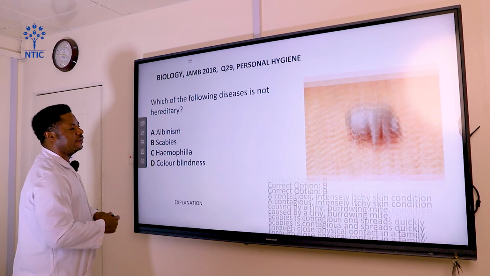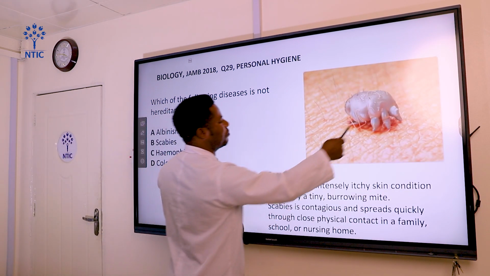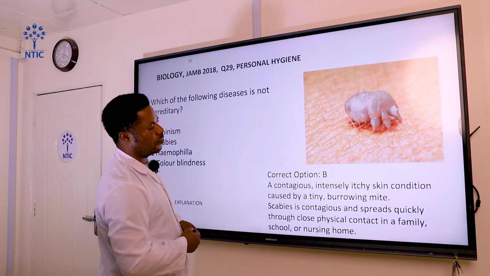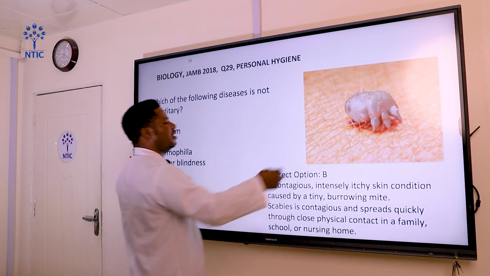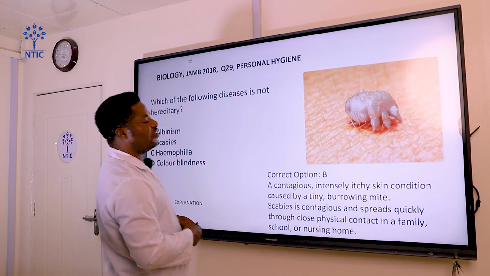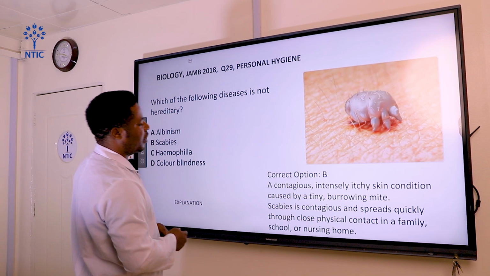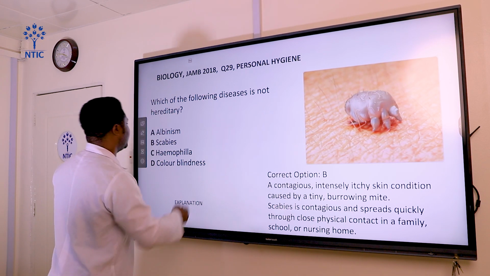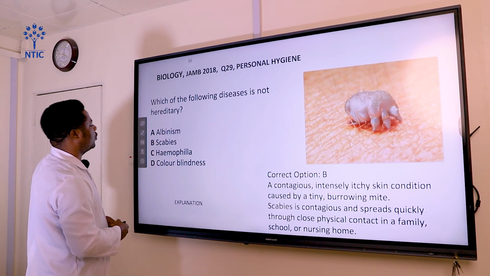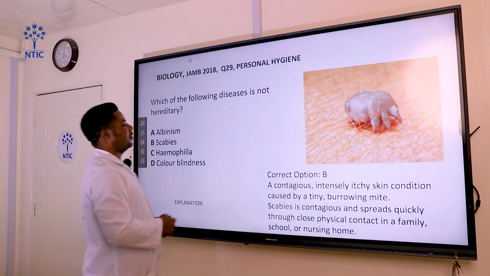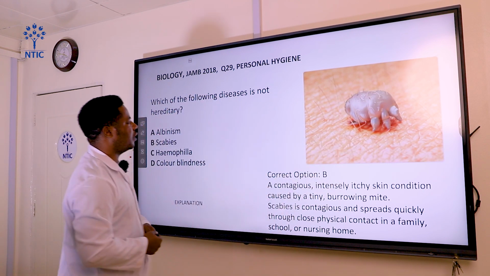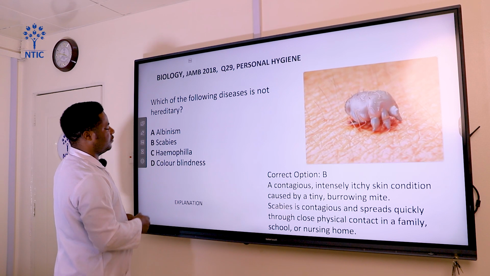Let's see a diagram to show this. Can you see this is a mite that is feeding on the skin of a person, and after that it leaves you with irritation, makes the skin red, and makes the place itchy, which makes the person scratch and the skin become rough. So our answer here is scabies. Scabies, as you have seen, are not hereditary diseases. They are diseases caused by mites and other insects that bite your body.